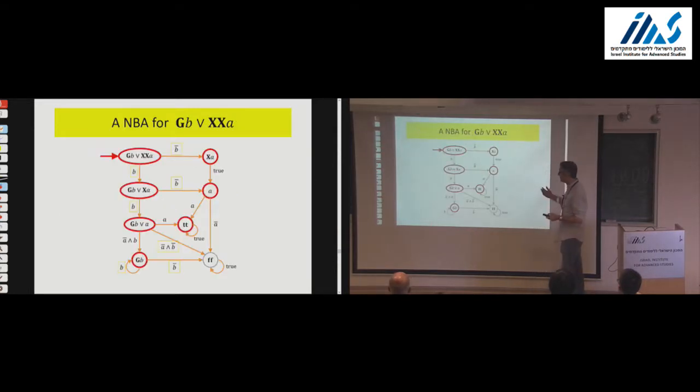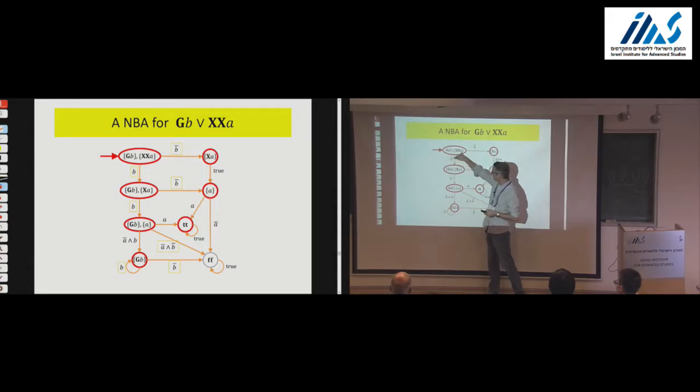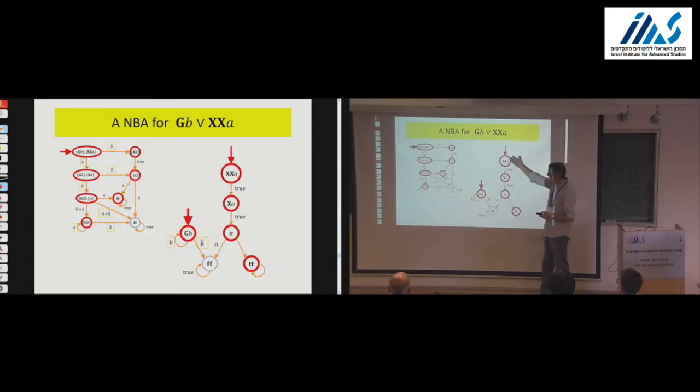Imagine that this is the DFA we had for this formula. Now we put all these things in disjunctive normal form. Then you have to satisfy here either GB or XXA, so you can guess which one you are going to satisfy. So in the NBA, your states are the clauses, and you just keep guessing which clause you are going to satisfy, which is going to hold.